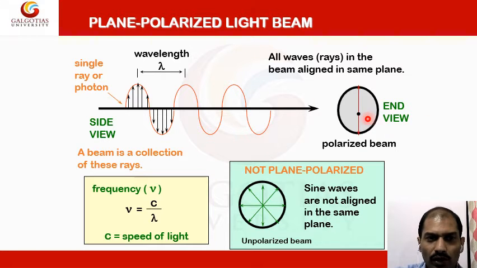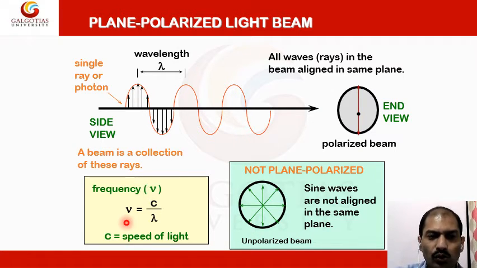If you see this, as I said, the distance represented as lambda is the wavelength. If a single ray of photon is going in one direction, this is plane polarized light. If it has all directions, it is called non-plane polarized: the sine waves are not aligned in the same plane, so this is an unpolarized beam.